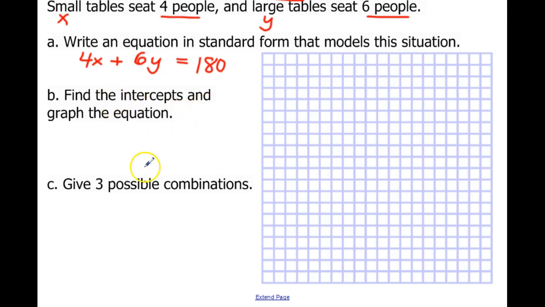Now it says find the intercepts of the graph of the equation. This is finding our x-intercept when y is 0, and our y-intercept, which is when x is 0.